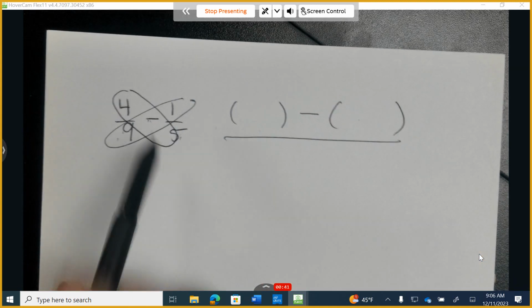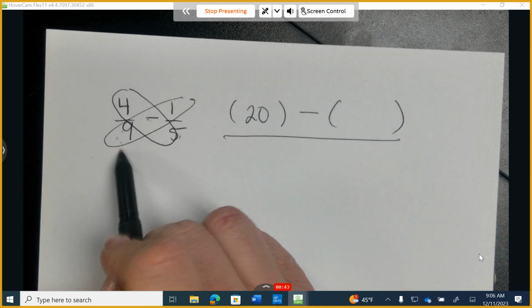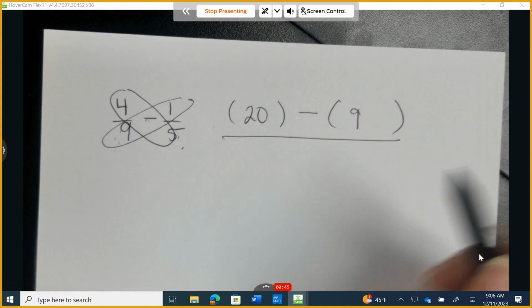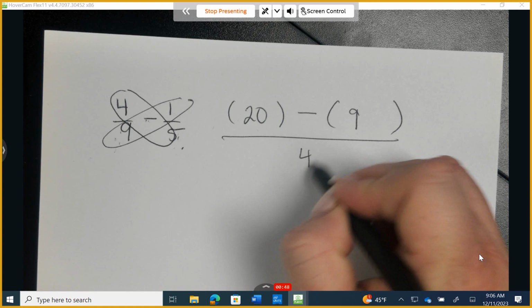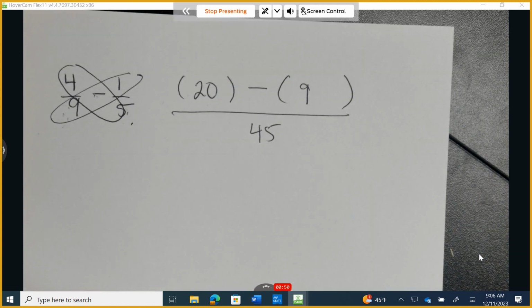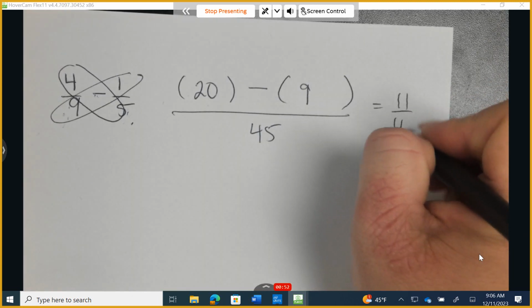So here we go. 4 times 5 is 20. 1 times 9 is 9. And 9 times 5 is 45. I'm going to take 9 away from 20 to get 11 over 45.